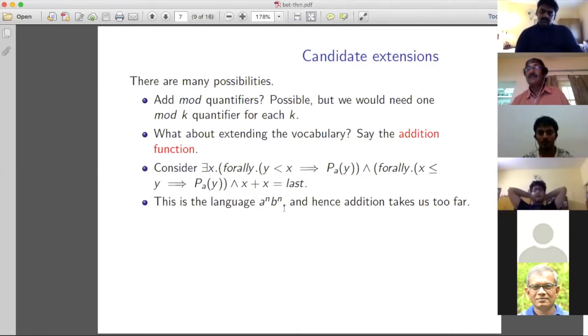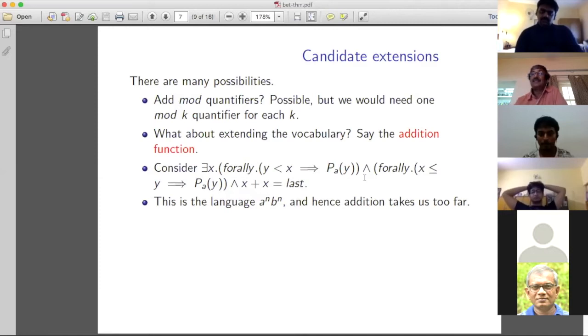And why is this the language a to the n, b to the n? You're talking about a middle element. Until then, it's all a's, after which it's all b's. If I correct it here, this says that the number is exactly equal. You should just check whether it's less than or equal to or not. One of these, basically.